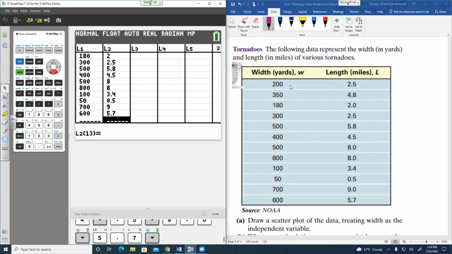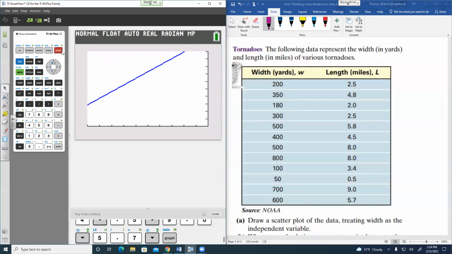But this is typical. If the width is 200 yards, they're saying it stays on the ground for about 2.5 miles. If it's 350 yards wide, it stood on the ground for 4.8 miles. So we have some data points here. Let's see if there's a relationship between the width of the tornado and how long it stays on the ground. So we hit the graph and see what we have here. Don't see a whole lot going on there. So all I see is the line.